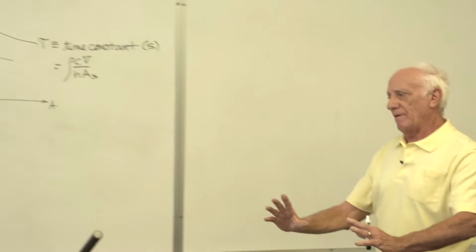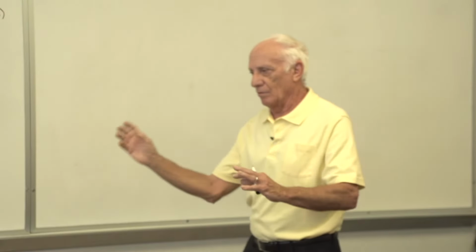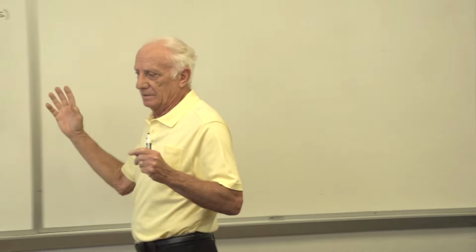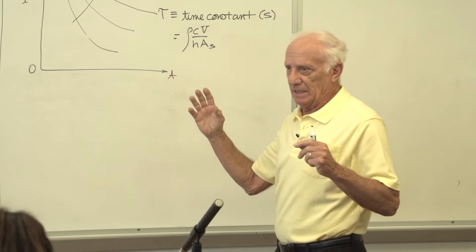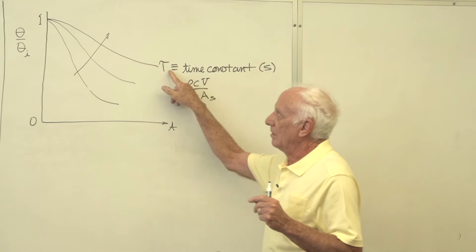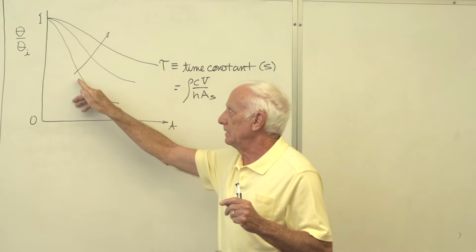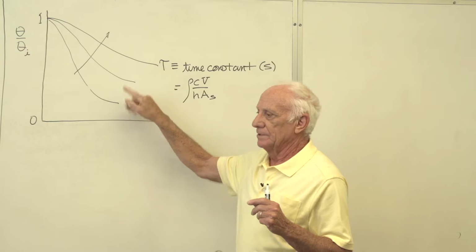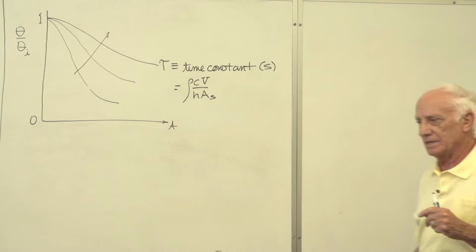Now I put a floor fan in front of it. Turn the floor fan on. The air blows by it really fast. h becomes really big. Time constant, really small. Oh boy, the temperature drops really fast in that copper sphere. So that's the story this graph is trying to tell you.